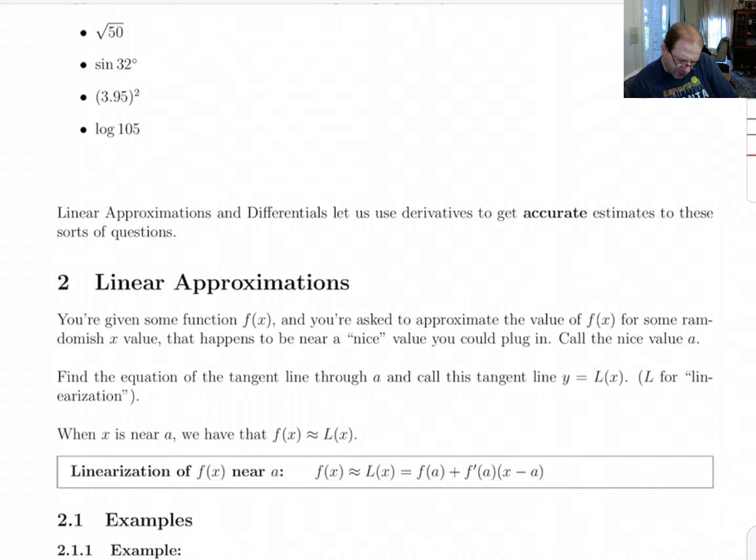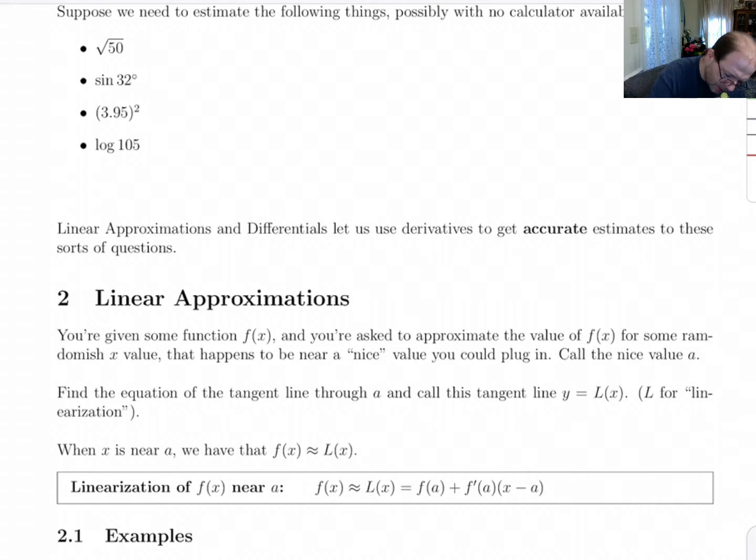So the idea is you're given some function f of x, and you're asked to approximate the value of f of x for some x value that happens to be near a nice value you can plug in. The nice value is what we're going to call a. So up here, the a's that we would use for each of these would be, in this case, 49. This one 30 degrees, this one 4, and this one 100. So I want to work through this, and we'll build up this formula here.